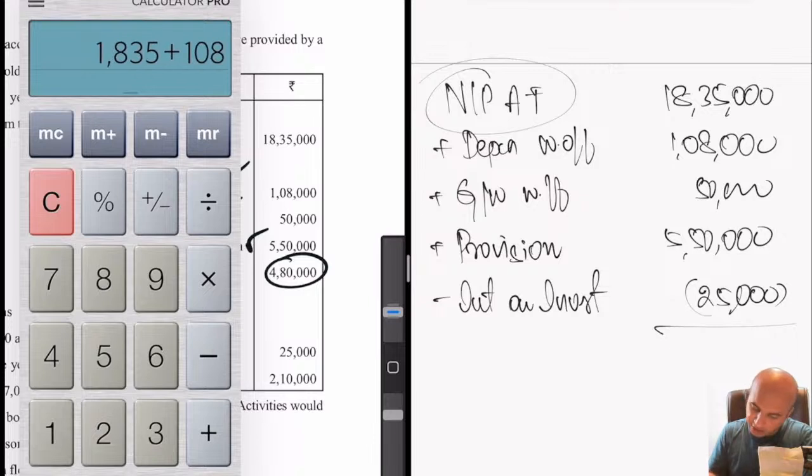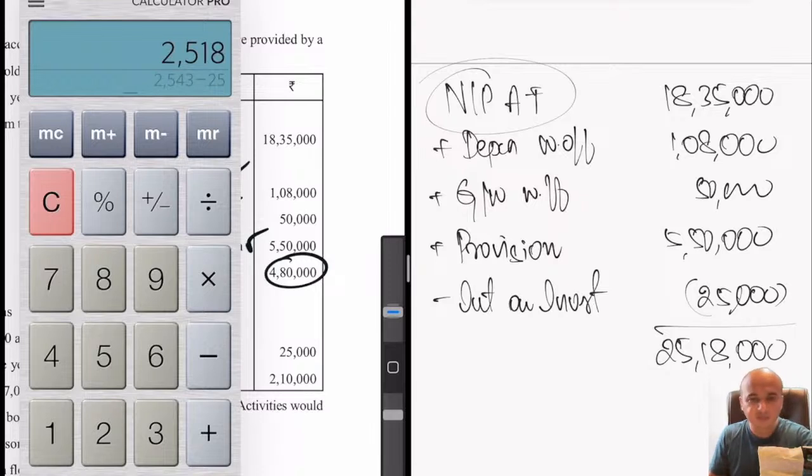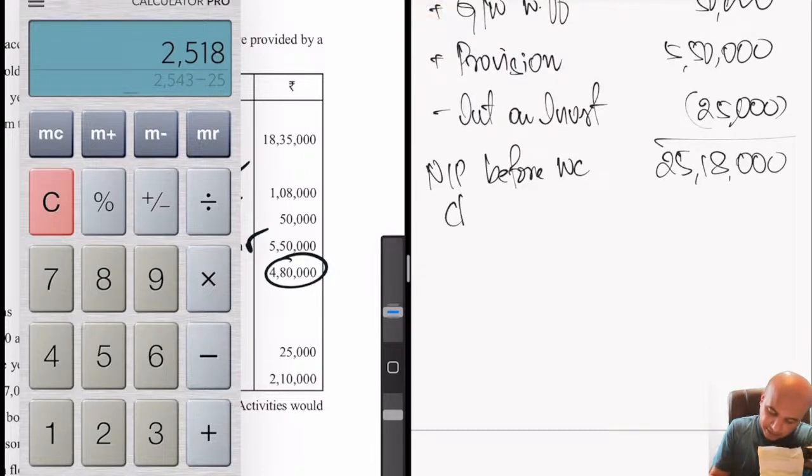1835 plus 108 plus 50 plus 550 minus 25, is it? Yeah. So this comes to 25 lakhs and 18,000. Okay, this is the net profit before the working capital changes are brought in.